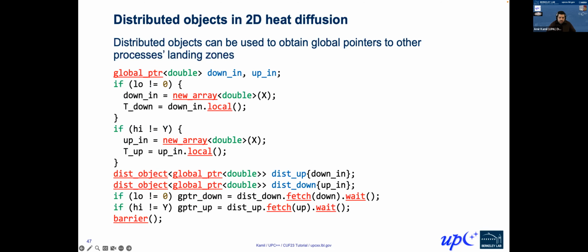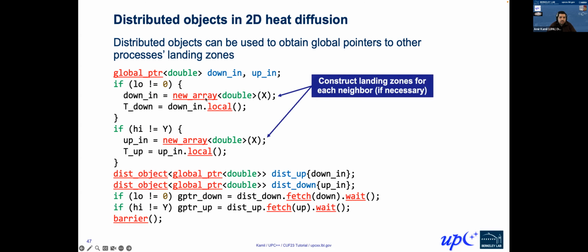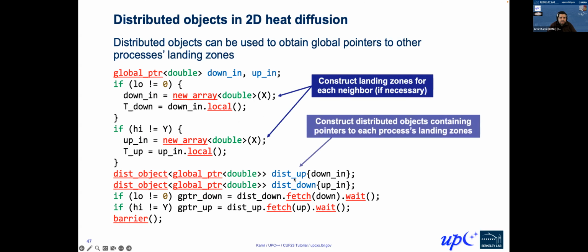So again, going back to the 2D heat diffusion example, this illustrates how a distributed object can be used to communicate the global pointers. The top here is just doing the storage allocation, which we already saw for the 1D example. We construct landing zones in shared memory, and then convert them to local pointers locally. And then we construct distributed objects over the global pointers. Here we have two distributed objects where each process contributes a pointer to its landing zone for the neighbor in that direction.